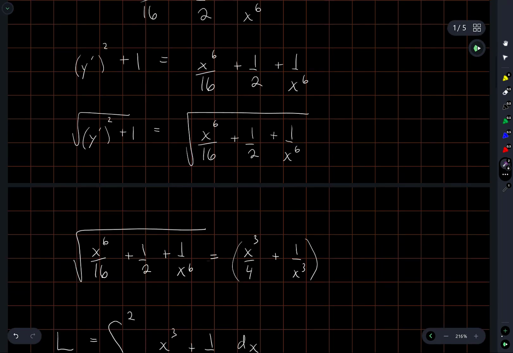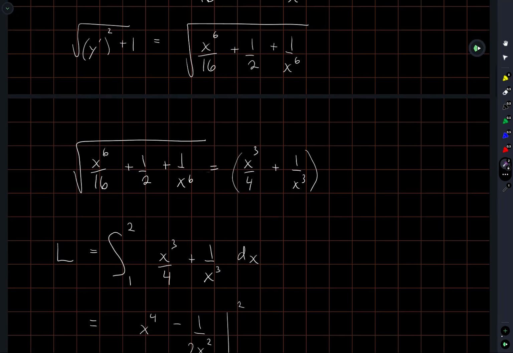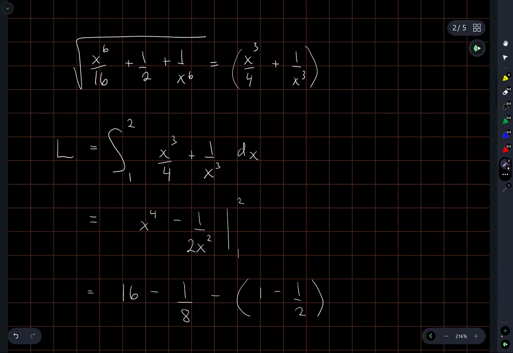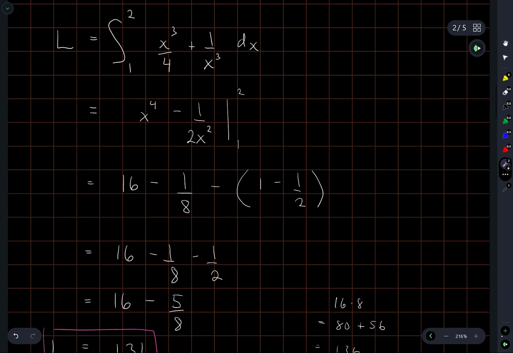And then it really helped to identify that the thing under the square root here can be written as something squared. That really helped simplify the thing that we're actually trying to integrate.